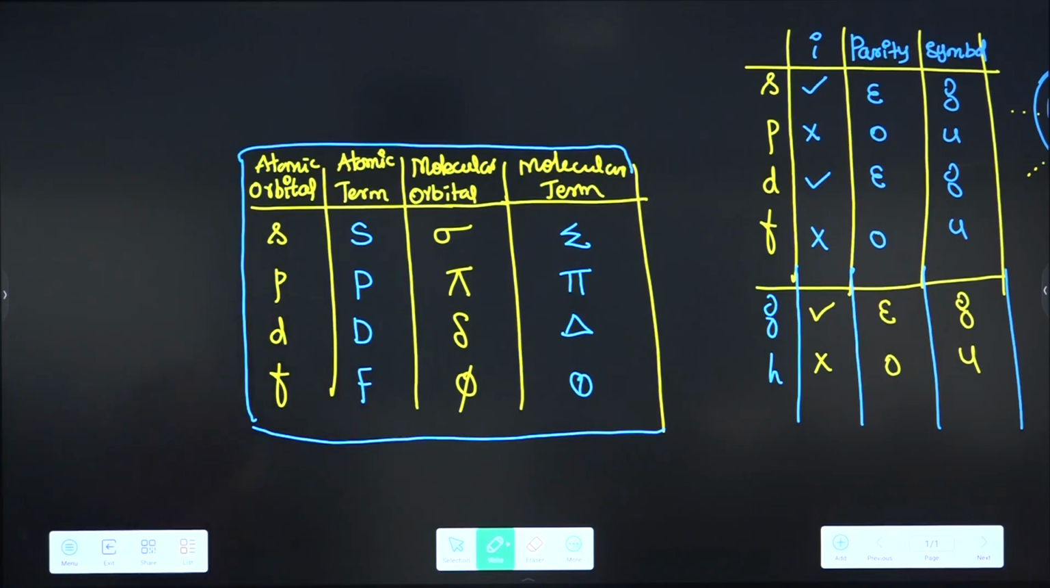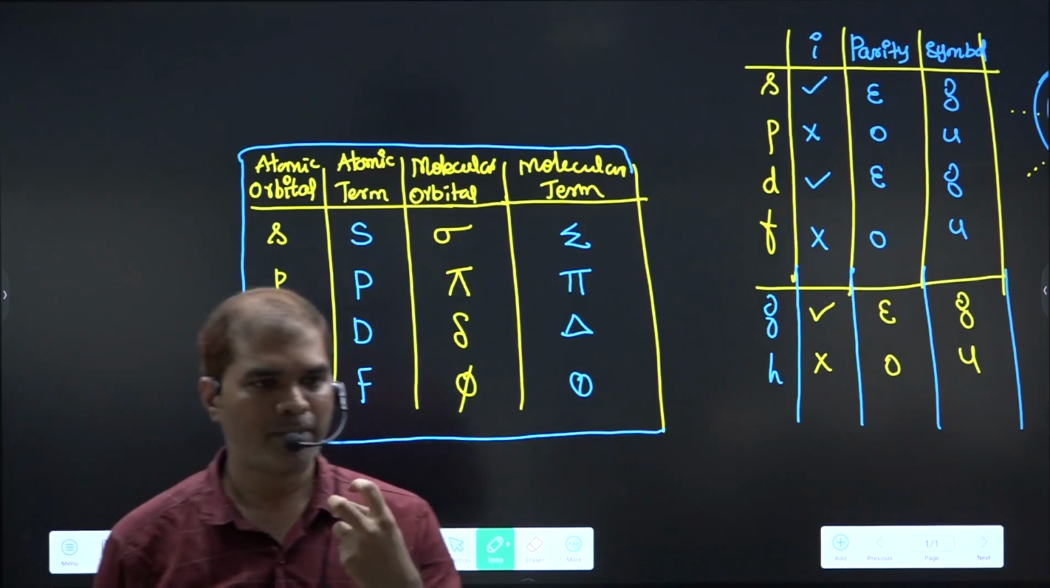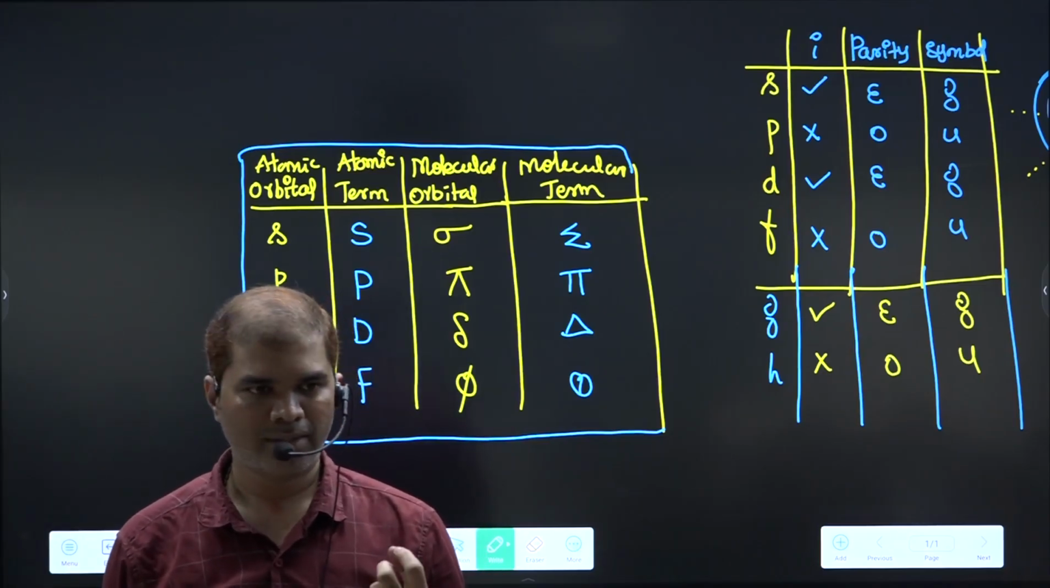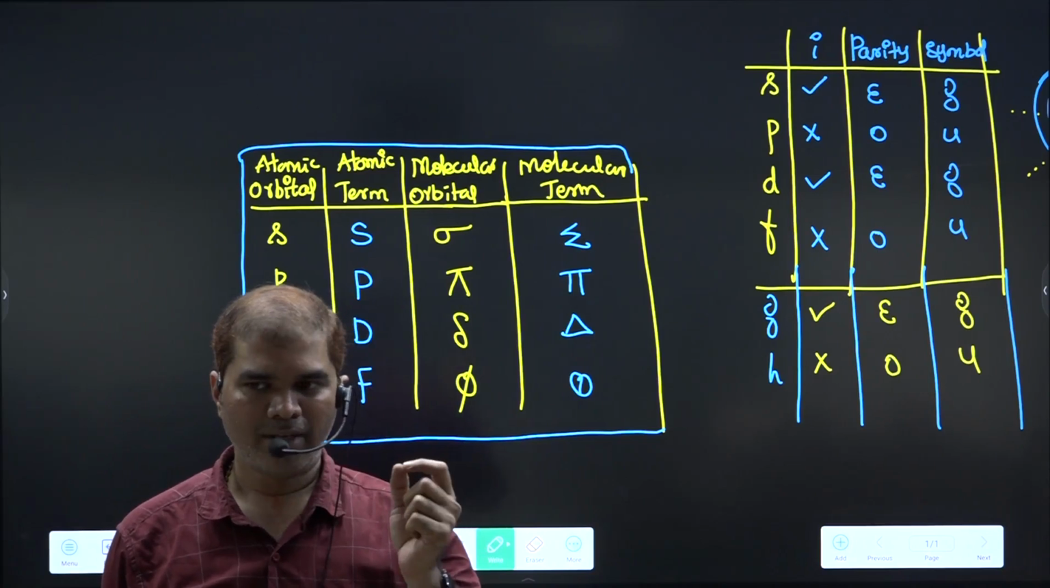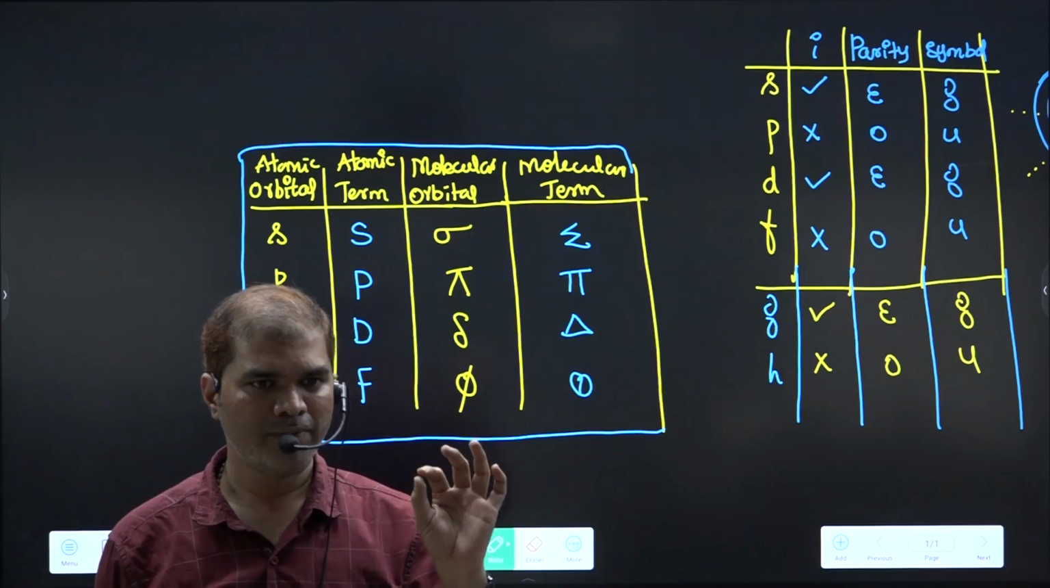Now what correlation can you find in all these four? What is that correlation which is present in all these four? One is atomic term, molecular term, atomic orbital, molecular orbital. What is common in all these things? The accent. Suppose I am starting from the S orbital, what is the pronunciation that I start from? Sir. S orbital, S, sigma, S term, anything is starting from Sir.